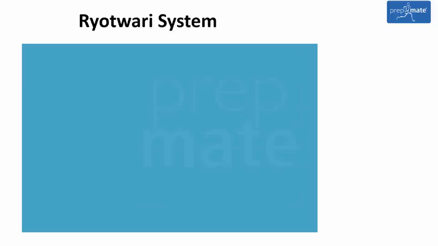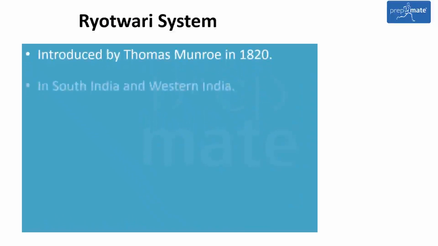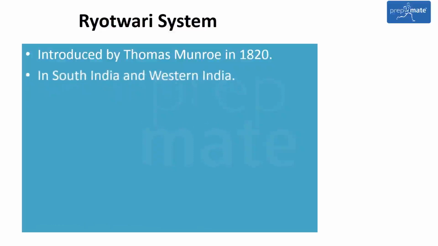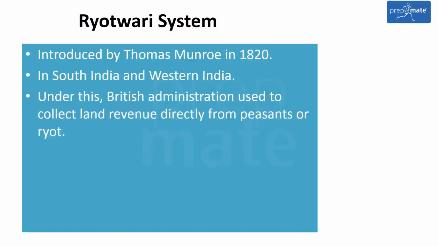Royatwari system. Royatwari system was introduced by Thomas Munro, then Governor of Madras, in 1820. This system was introduced in parts of South and Western India, comprising British provinces of Madras and Bombay. Under Royatwari system, direct settlement was reached with peasant, also called as Royat.